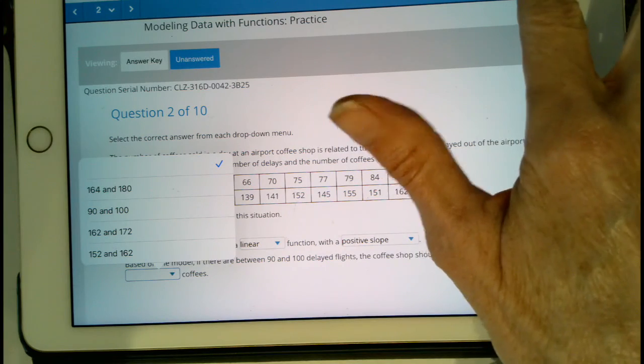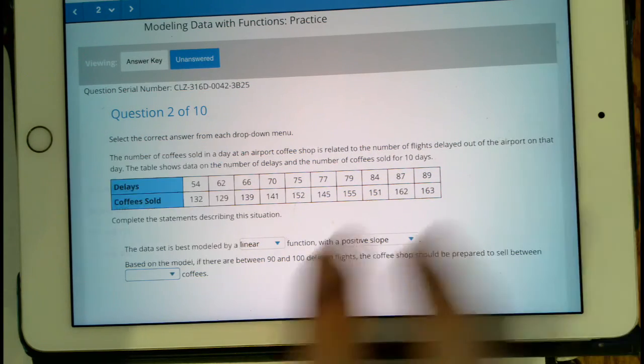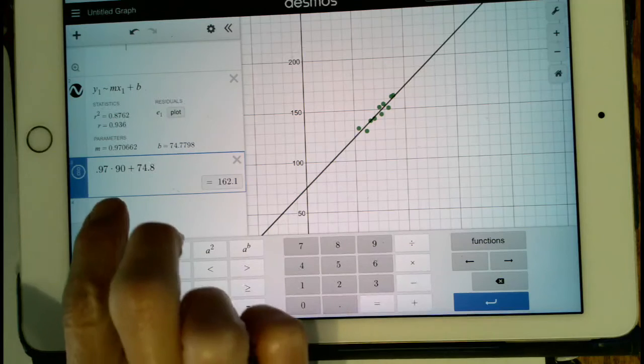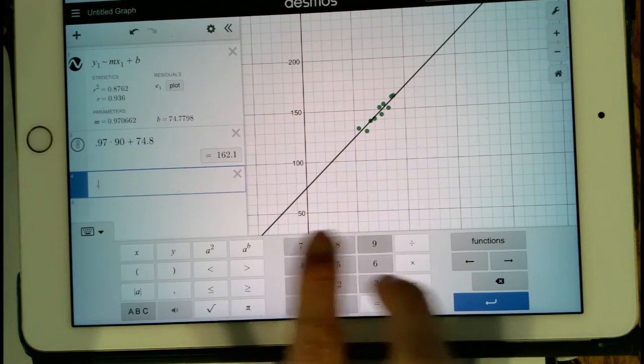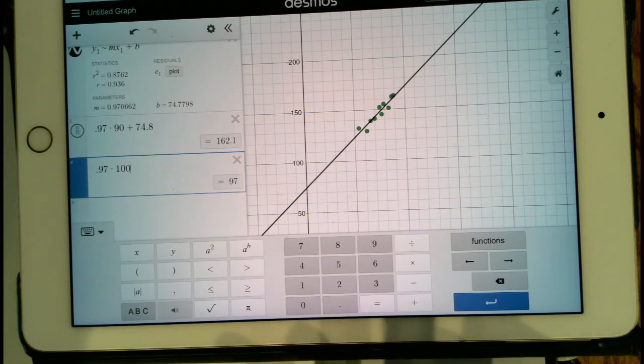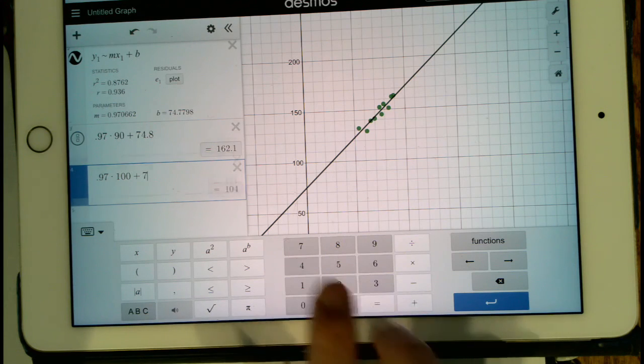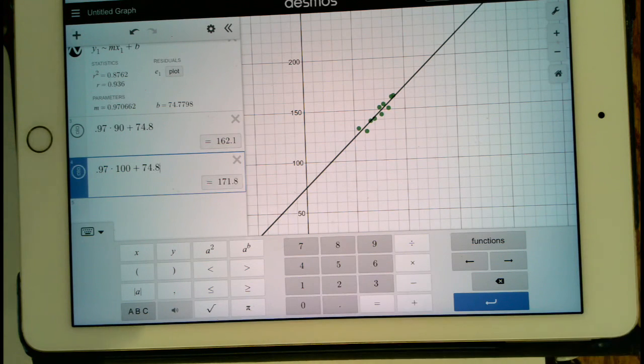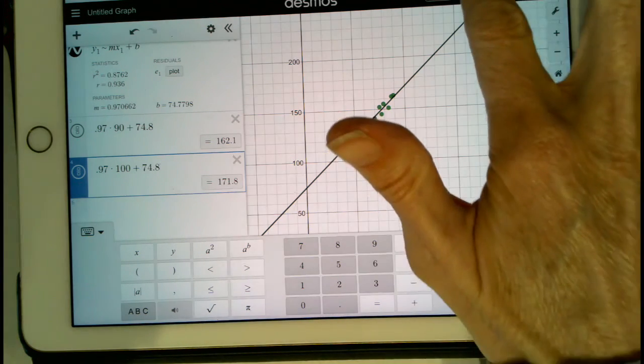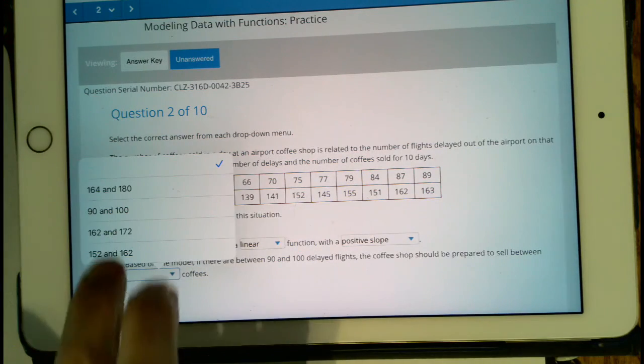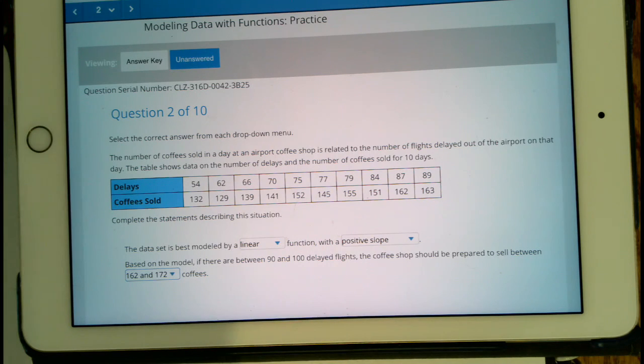If we go back to Desmos and put in 0.97 times 100 plus 74.8, we get 171.8, which rounds to 172. So between 162 and 172 coffees.